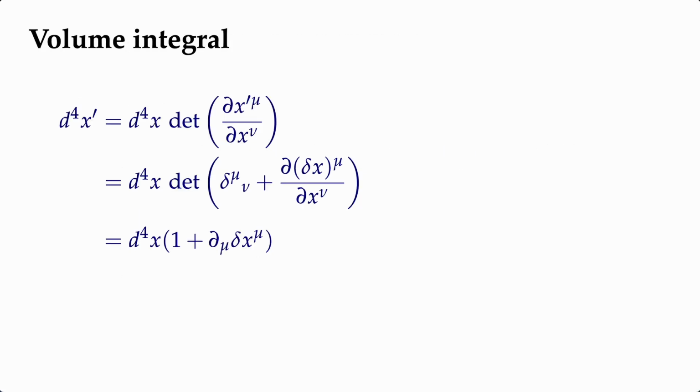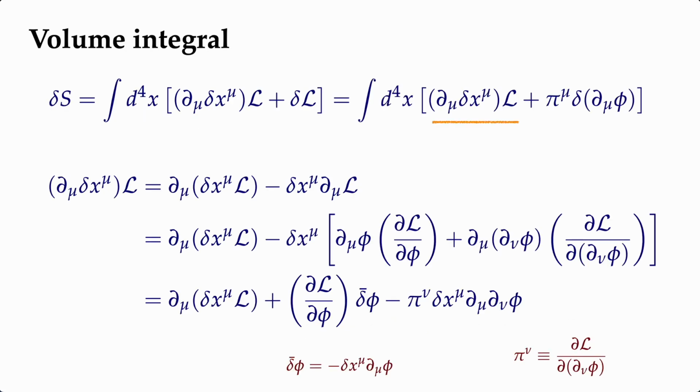Let's look at the integral measure first. In general, when we connect two coordinate systems, the integral measure gets multiplied by the determinant of the Jacobian matrix. When the coordinate transformation is infinitesimal, the Jacobian matrix is slightly away from the identity matrix. Then we can use the formula relating the determinant to the trace. The end result is the divergence of the vector representing the displacement of the coordinates.